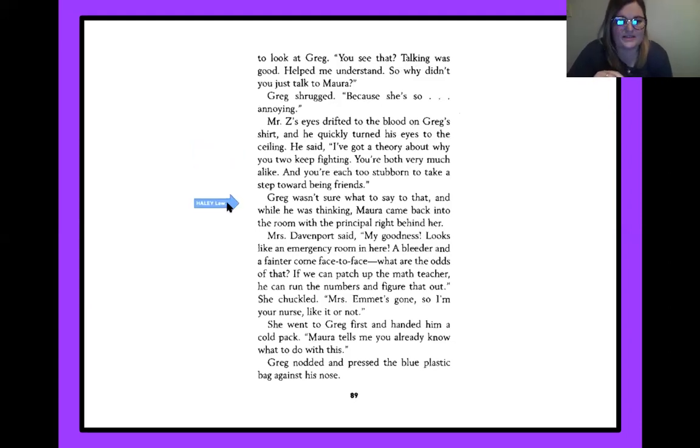Greg wasn't sure what to say to that, and while he was thinking, Mara came back into the room with the principal right behind her. Mrs. Davenport said, "My goodness, looks like an emergency room in here. A bleeder and a fainter come face to face. What are the odds of that? If we can patch up the math teacher, he can run the numbers and figure that out," she chuckled. "Mrs. Emmett's gone, so I'm your nurse, like it or not." She went to Greg first and handed him a cold pack. "Mara, tell me you already know what to do with this." Greg nodded and pressed the blue plastic bag against his nose.